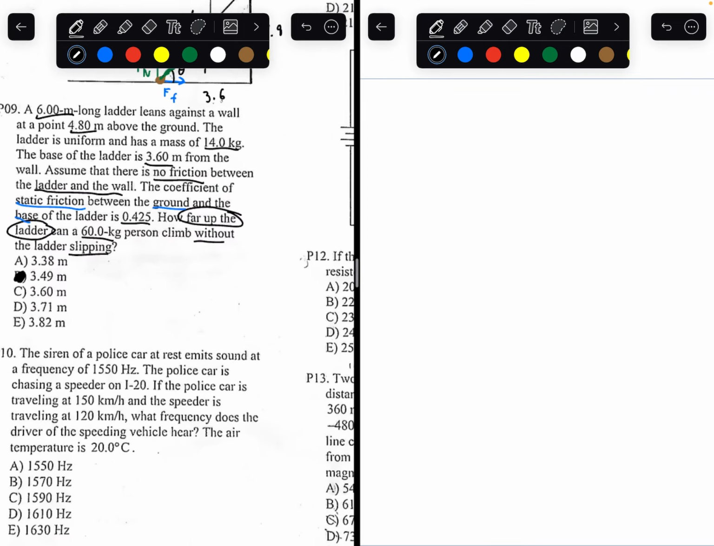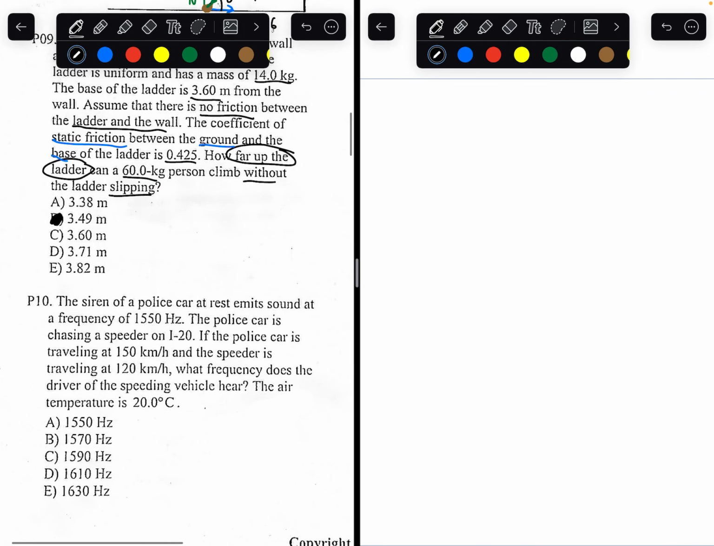Number 10. The siren of a police car at rest emits sound at a frequency of 1,550 hertz. The police car is chasing a speeder on I-20. If the police car is traveling at 150 kilometers per hour and the speeder is traveling at 120 kilometers per hour, what frequency does the driver of the speeding vehicle hear? The air temperature is 20 degrees Celsius. So this question relates to the Doppler effect. That's what you need to know for this question.